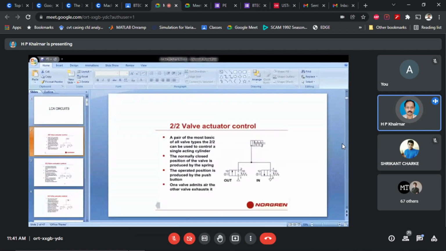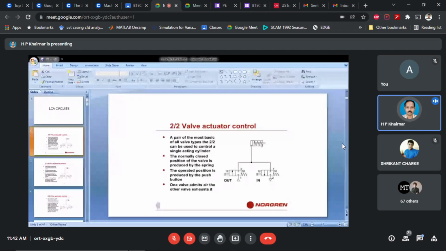Now, what is the meaning of this? Simple thing is that they have used a 2 by 2 valve. Always try to remember this nomenclature: it is a valve having two ports and two positions. The first digit indicates the ports, the second digit indicates the positions. So currently we have the circuit for a two port two position valve.